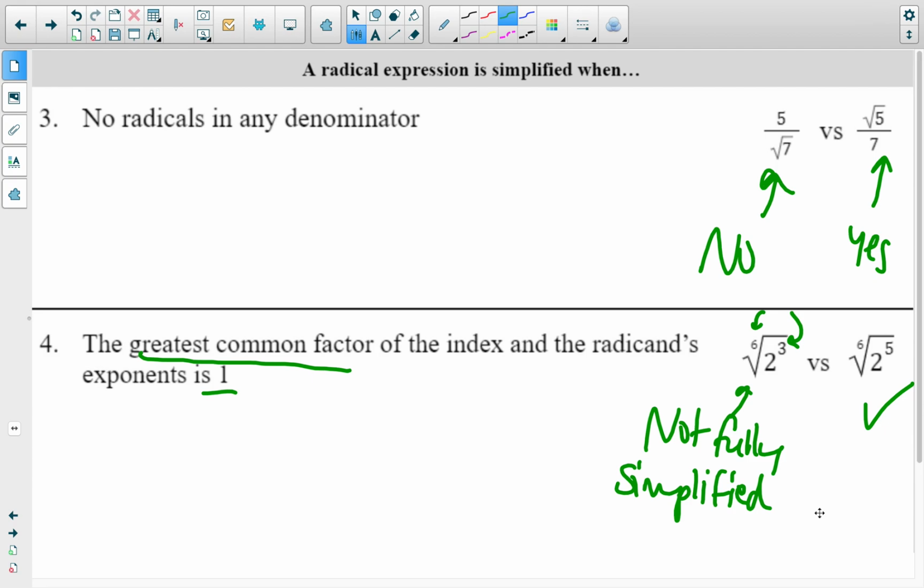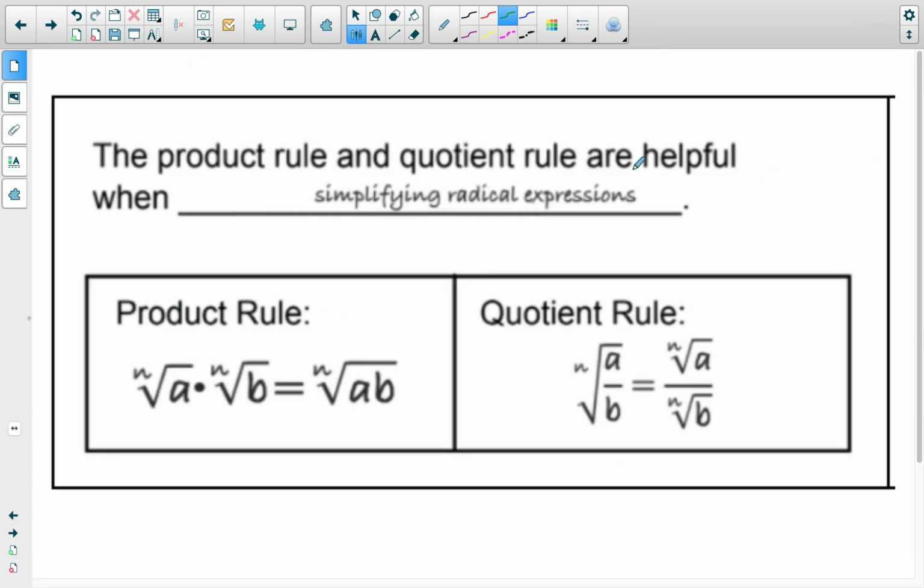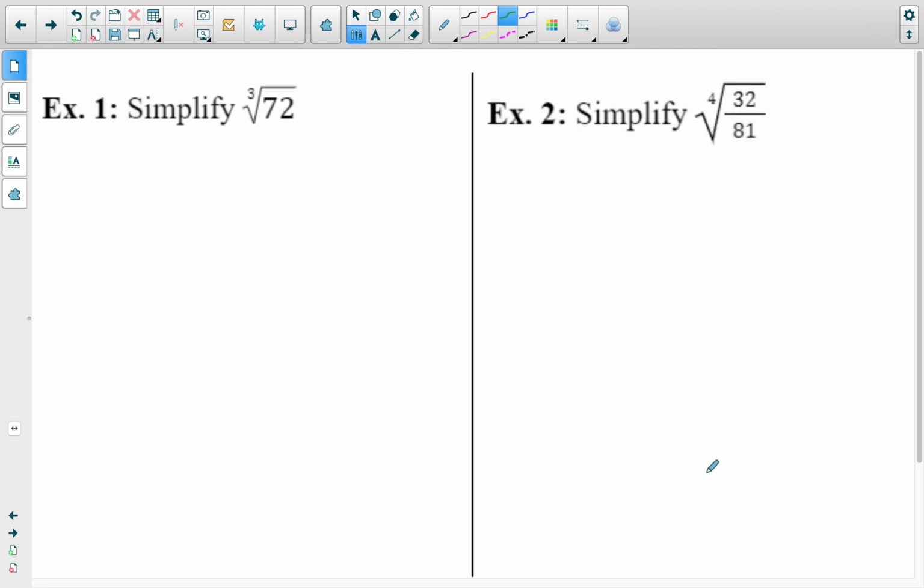Okay. All right, the product rule and quotient rule are helpful when simplifying radical expressions. All that means is that if you're multiplying two things together, then they can be put underneath one radical and vice versa. So this will be super helpful. And then same thing with quotients. So if we're taking the nth root of a fraction, we can just take that same index, that root of the numerator and the denominator individually. So let's look at this example.